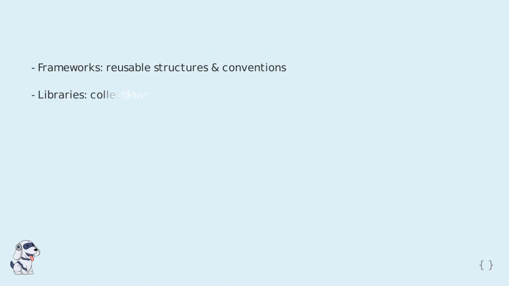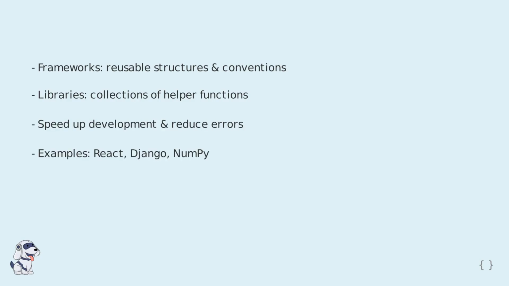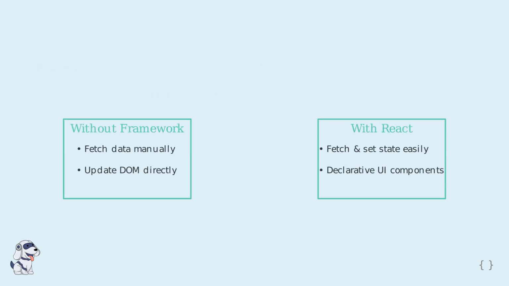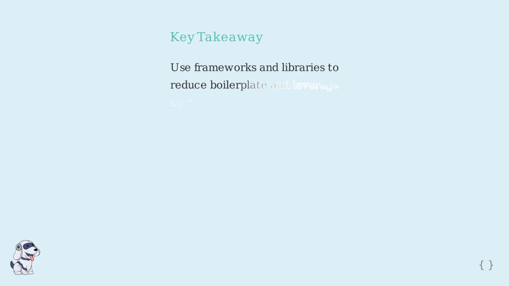Frameworks and libraries provide ready-made code patterns and helper functions. They reduce boilerplate and help you build features faster. Here's a quick comparison. Without a framework, you write repetitive code. With React, you work with state and components, making UI updates easier. By adopting frameworks and libraries, you speed up development, avoid common pitfalls, and focus on building unique features.